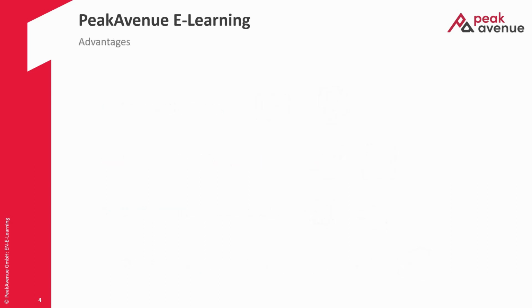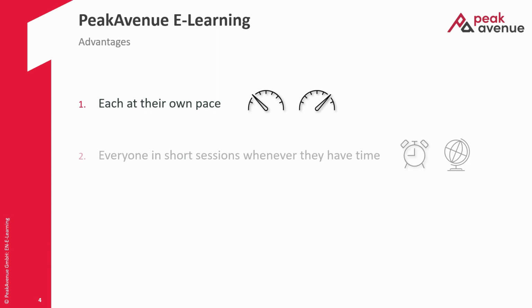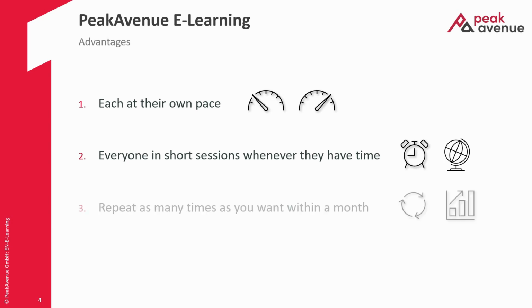But why should you choose Peak Avenue e-learning? The advantages are obvious. Everyone can individually adjust their working speed during the training. Individual training sessions can be carried out at any time and from any location. During the training period of 1 month, the individual sessions can be repeated as often as desired.